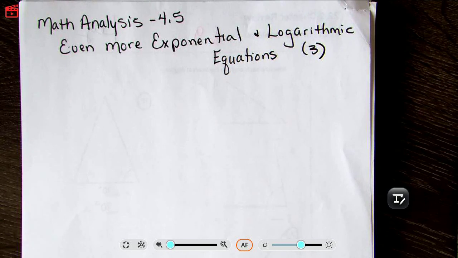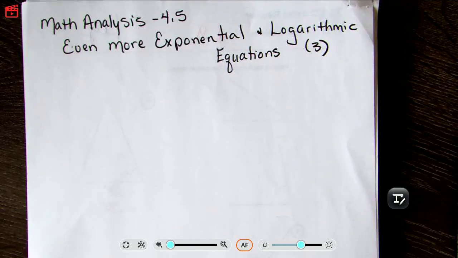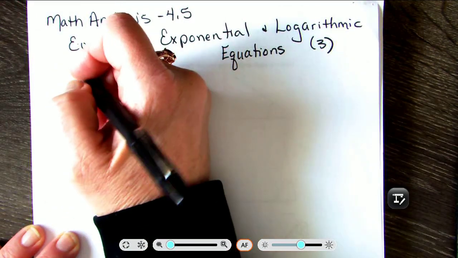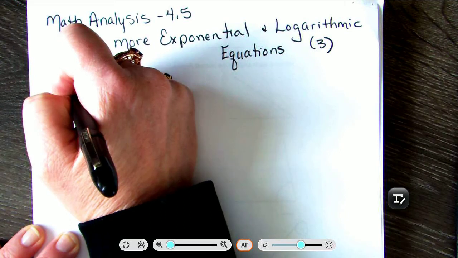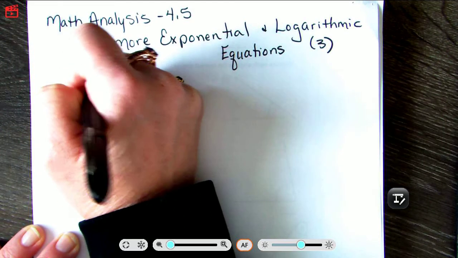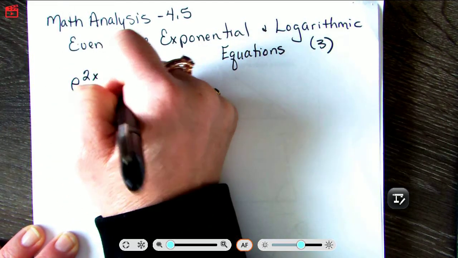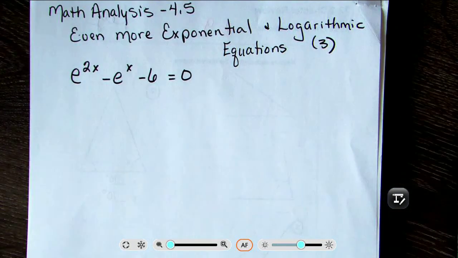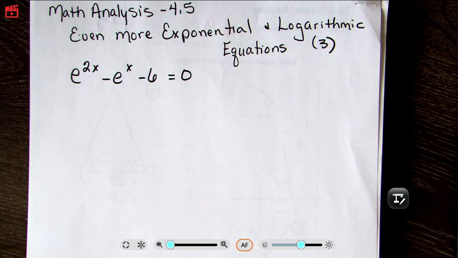So let's see here. I'm going to start with something kind of difficult. Let's just jump right in there. e to the 2x minus e to the x minus 6 equaling 0. And this is one that students stare at, because it's kind of hard to see.